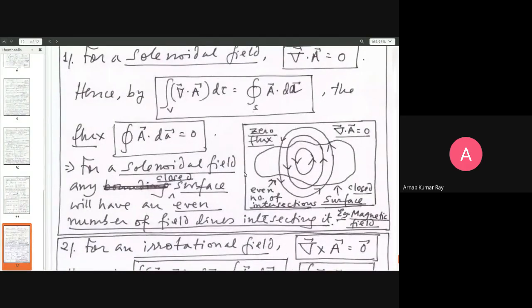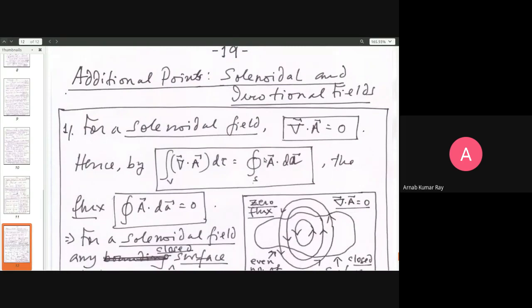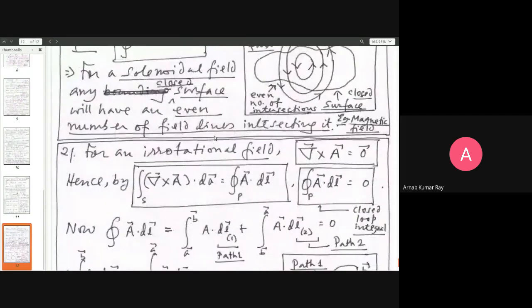We have anyway run out of time. It's 9:45 now by my computer clock. So in the next class, which is on Wednesday, I shall discuss these additional points, solenoidal and irrotational fields, and thereafter we shall move on to discussing curvilinear coordinates, a new set of coordinates. This will be an important discussion and it will take some time also.